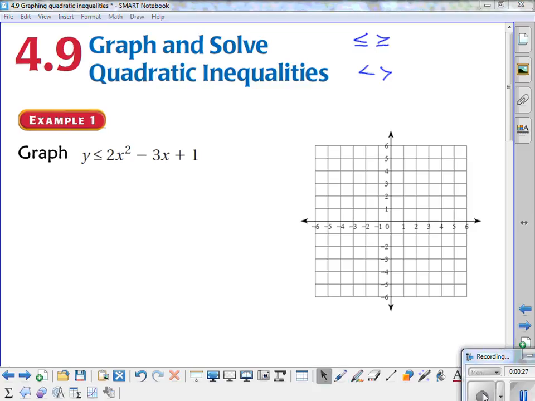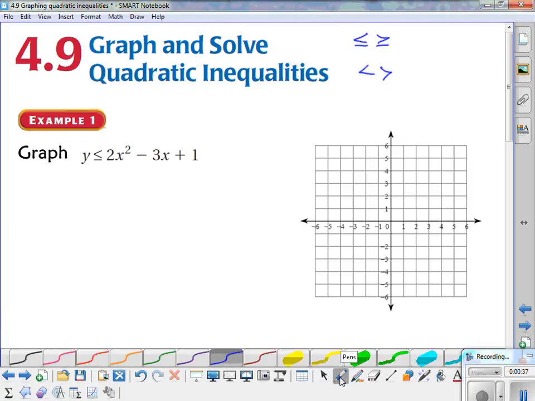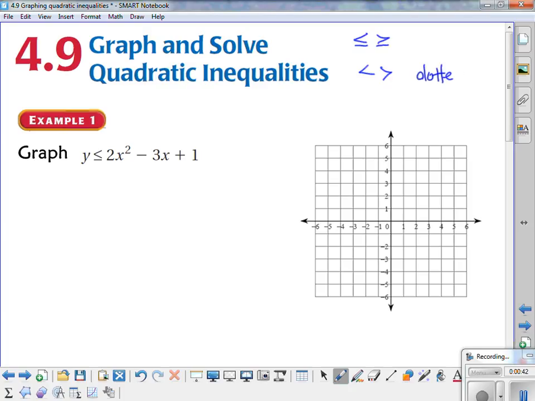If I've got less than or equal to or greater than or equal to, the line is different than if I just have less than or greater than. So when is the line dotted? When there's no equal to. When it can't equal the line, exactly. So if it's just less than or greater than, it's a dotted line. If it's less than or equal to or greater than or equal to, it's a solid line because the line is part of the solution. Okay? All right, so we're going to graph y is less than or equal to 2x squared minus 3x plus 1.